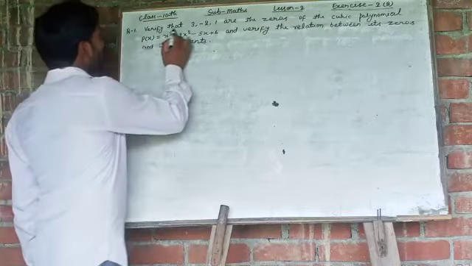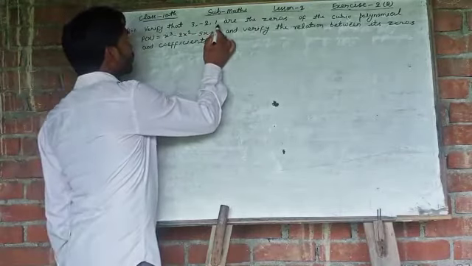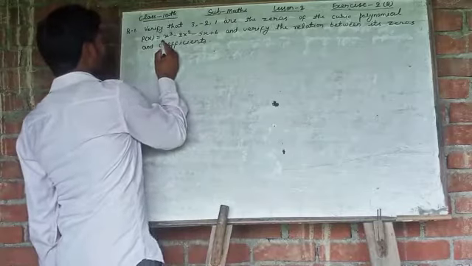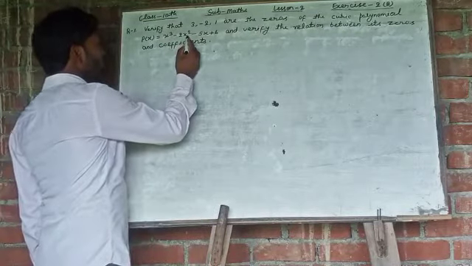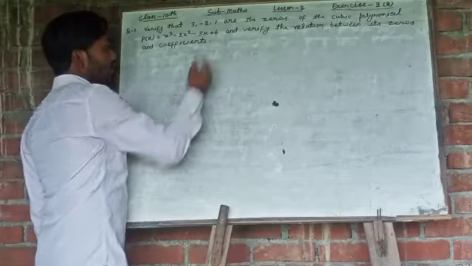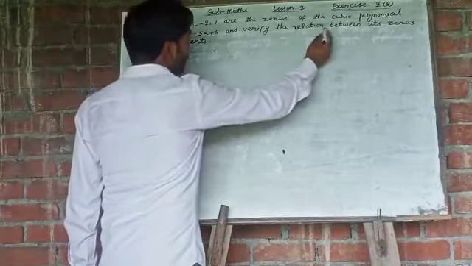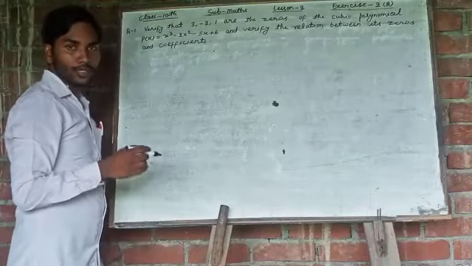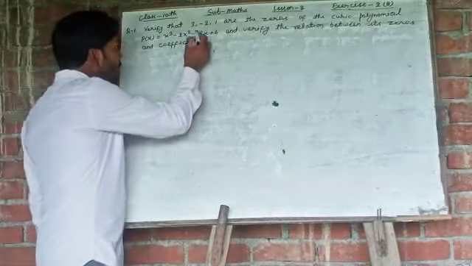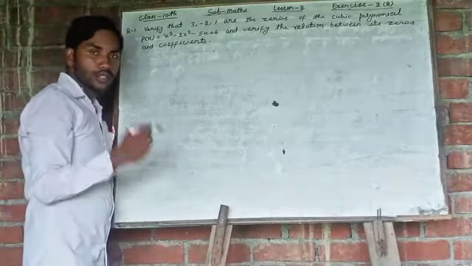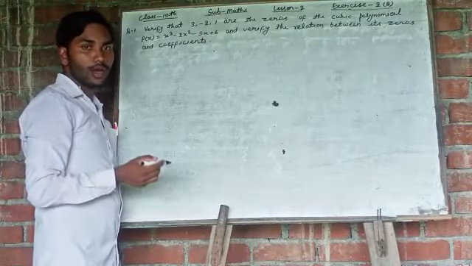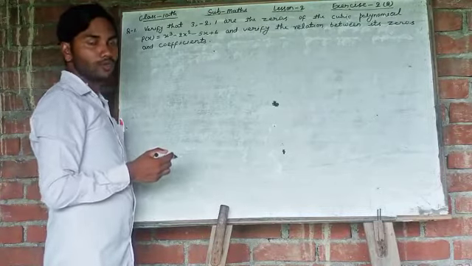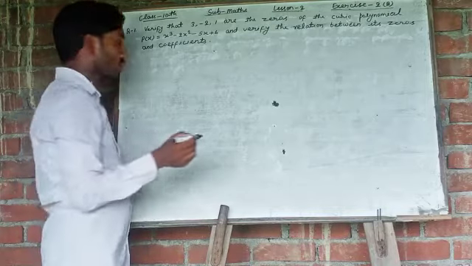The question is: verify that 3, -2, 1 are the zeros of the cubic polynomial p(x) = x³ - 2x² - 5x + 6, and verify the relation between its zeros and coefficients. First of all, we will have to check whether these three given values are the zeros of the polynomial or not. After that, we will verify the relationship between its zeros and coefficients. So let us solve this question.